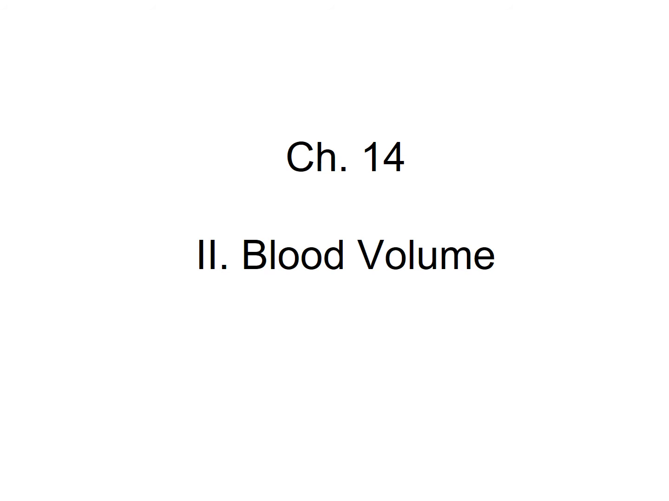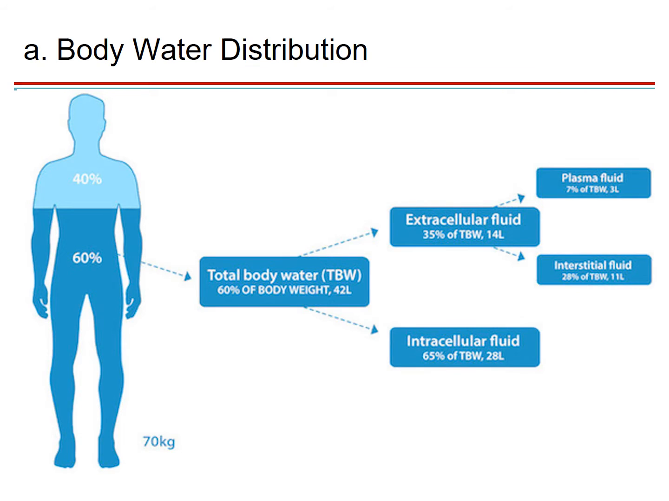The next section that we'll go into is blood volume. To begin, let's have a little recall of body water distribution, where about 2/3 of our body water is found within the cells, okay? And so intracellular here is about 2/3, extracellular will be about 1/3, okay?